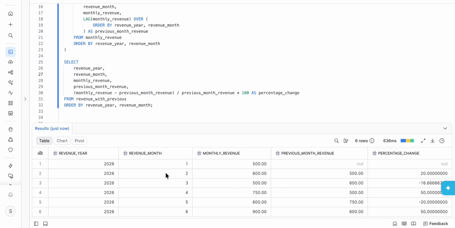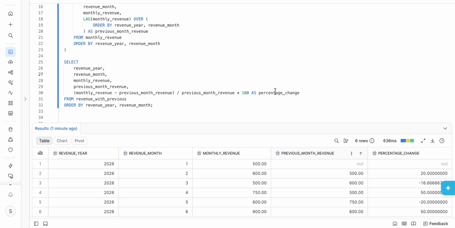Okay, now we can see for January, the result is going to be null as expected because there's no previous month. That's a starting month. For February, remember we did this calculation manually. We were getting 20%. And then for March, we have negative 16%, which means the revenue is decreasing. So the previous month we had 600, and the current month we have 500. The revenue decreased. So a positive percentage means revenue increased. A negative percentage means revenue decreased, and 0 means revenue did not change.